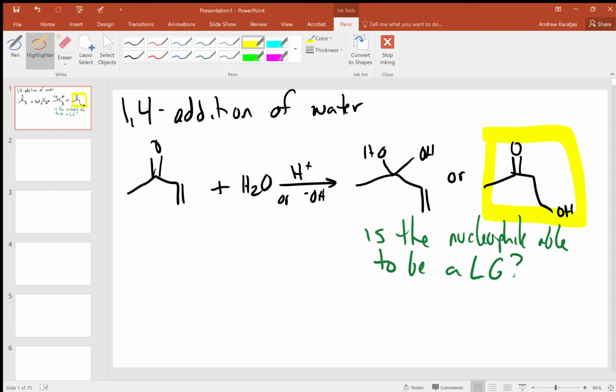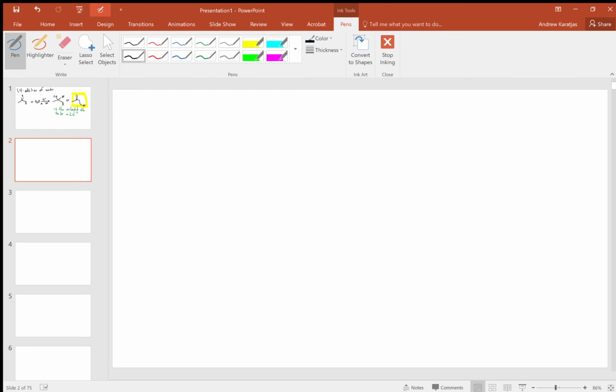And if you want to review that mechanism, there is a video specifically devoted to the 1,2 addition of water. Now, this 1,4 addition can take place either under acidic or basic conditions, same as with the 1,2 addition.